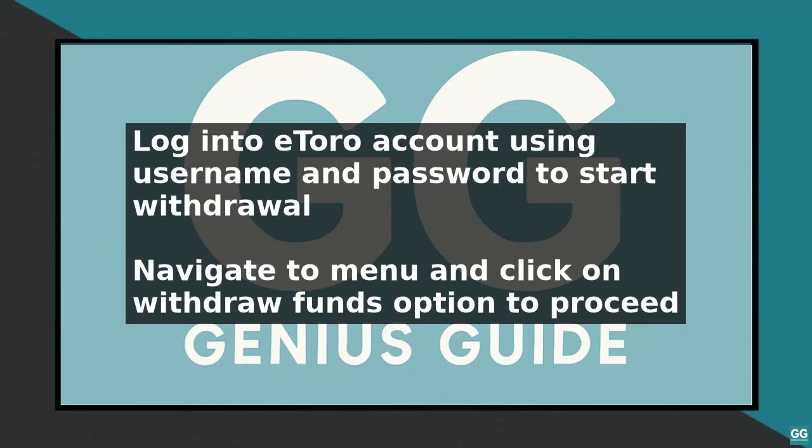To place an Etoro withdrawal, start by logging into your Etoro account using your username and password. Once you have access to your account, navigate to the menu and click on the Withdraw Funds option.